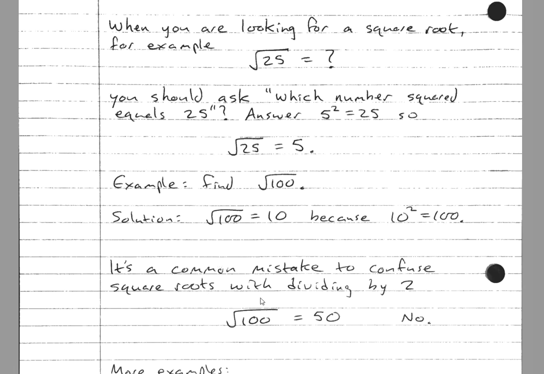That seems clear, but I just see this so often. The square root of 100 equals 50. Can't we just divide by 2? No, so don't do that. Square roots are not the same as dividing by 2. It's kind of easy to do if you're trying to work fast, but just remember it's connected with squaring, not multiplying by 2.